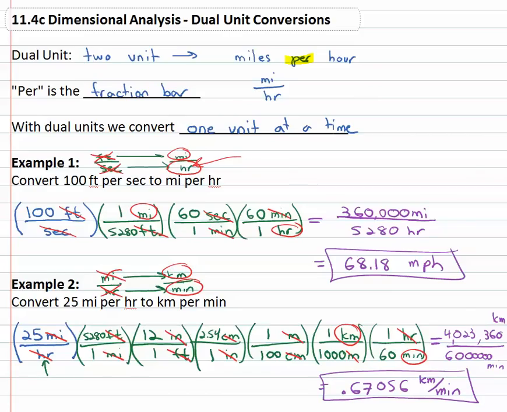So dual units, we'll convert one unit at a time. Numerator, then denominator. Showing our units, showing our work, every step along the way to make our conversion.